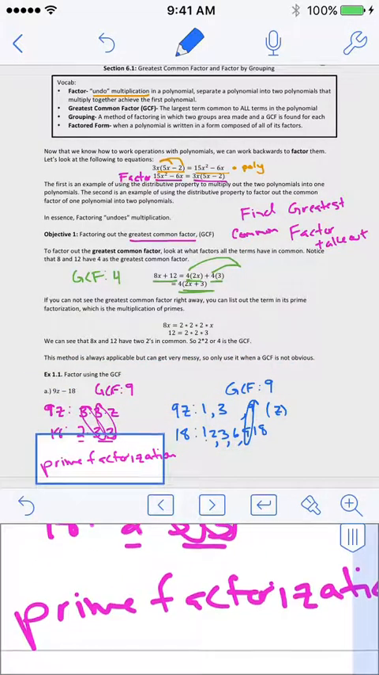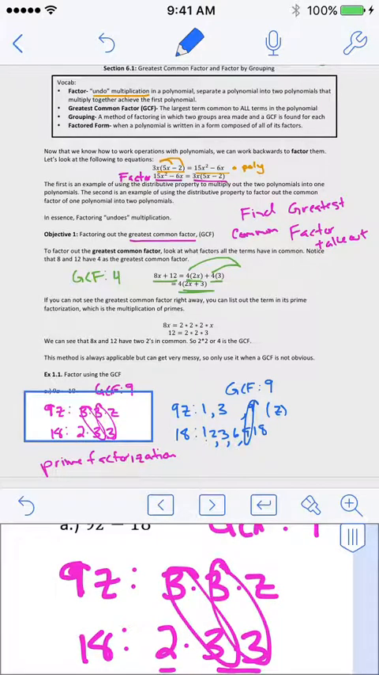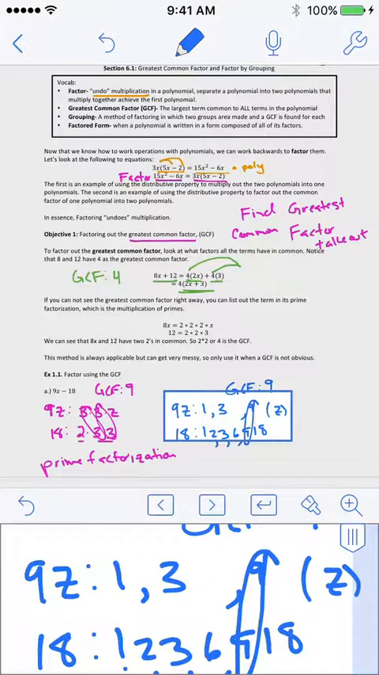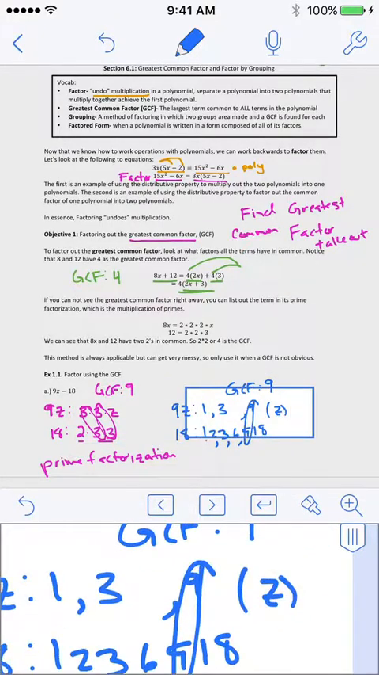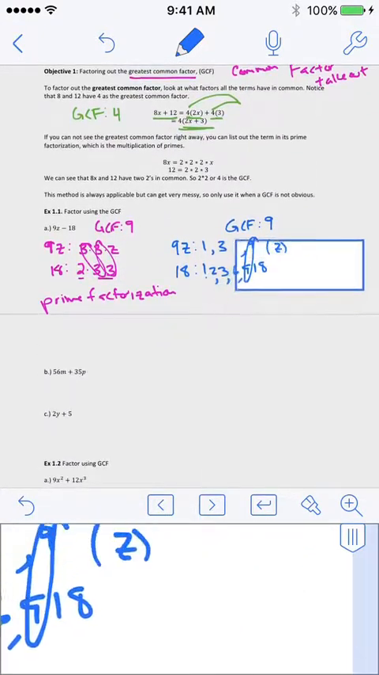Again, I prefer the pink method because you can just keep circling stuff. But here, if you'd like to write out all the factors like we did in the first one, you can do that as well. Once we've found the GCF, we need to take it out.